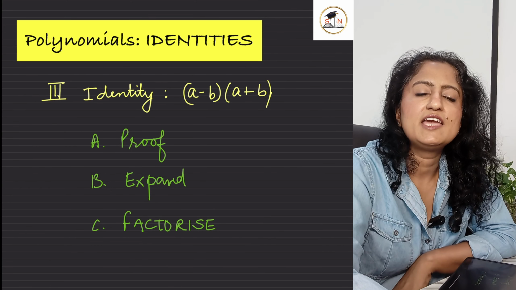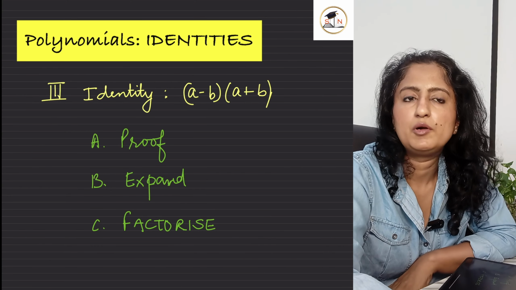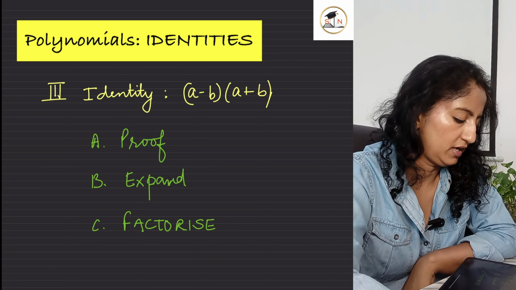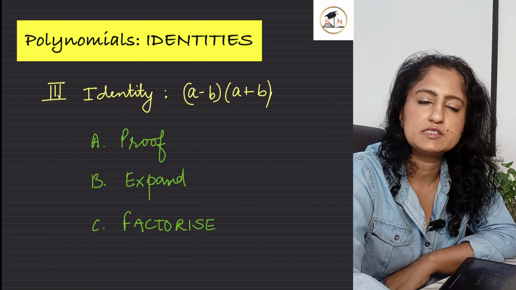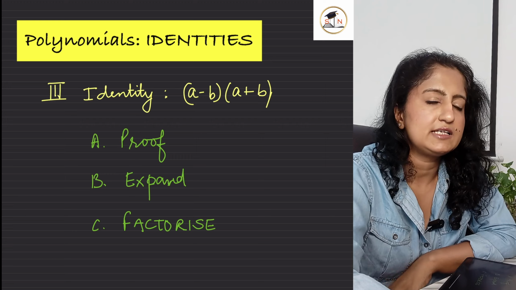Hi everyone, in this video we are going to start learning about the third algebraic identity. Okay, the third identity is (a minus b) into (a plus b).